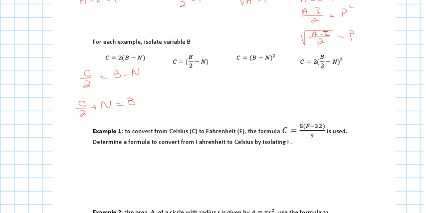For the next one, bring n over first. Do you guys agree with that? Do you still need the brackets, right? Well, because there's nothing else, that means I don't have to write these brackets. So these brackets are not needed. Bring n over, so that's going to become c plus n.